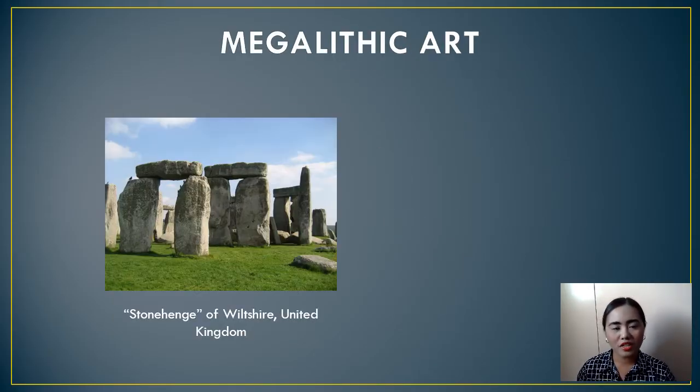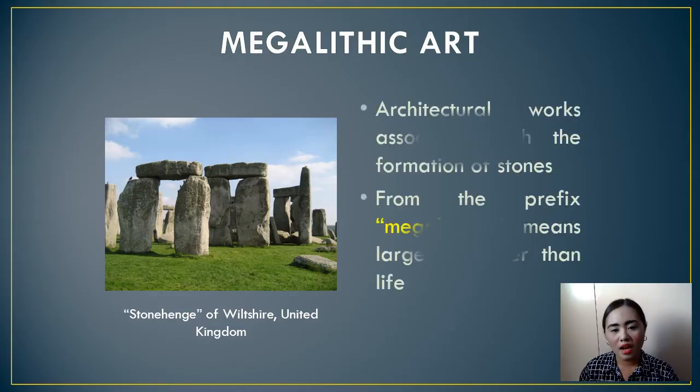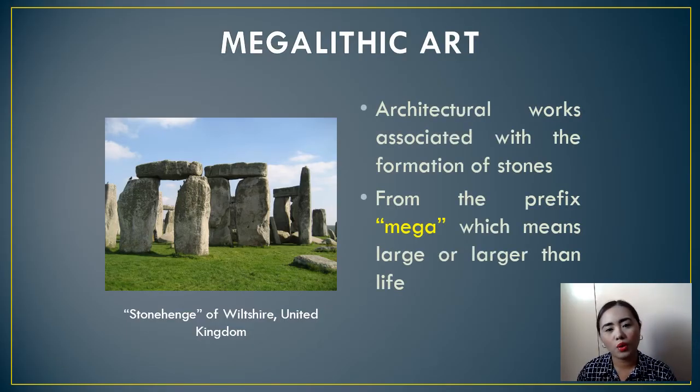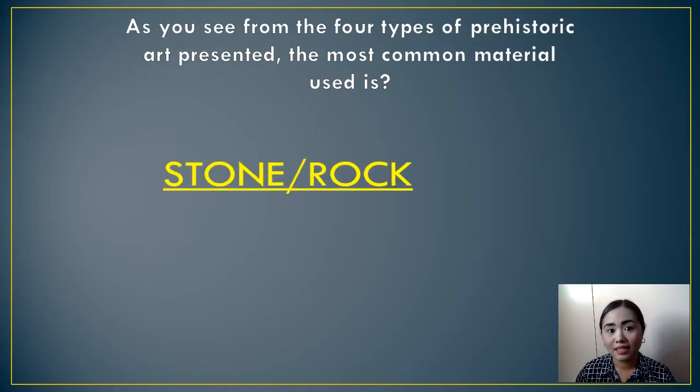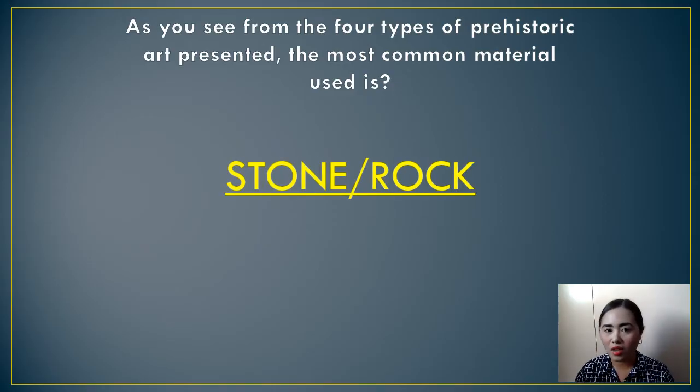The last type of prehistoric art is megalithic art. Megalithic art are architectural works associated with the formation of stones, from the prefix mega, which means large or larger than life. Our example of megalithic art is Stonehenge from Wiltshire, United Kingdom. Now, as you can see from the four types of prehistoric art presented, the most common material used is stone or rock. Now, what are the three different types of stone or rock?